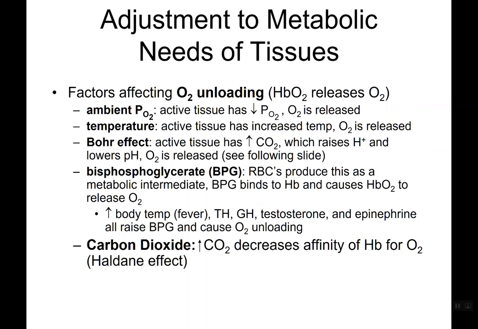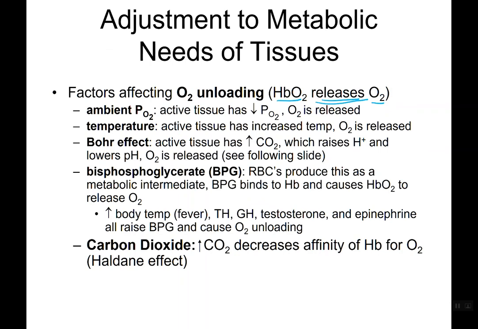So, what factors might affect oxygen unloading at a respiring tissue? So this is hemoglobin releasing oxygen where it needs to be released, and that's the critical element because ischemic tissues die very quickly. So ambient partial pressure of oxygen and the difference between the partial pressure of oxygen between the tissue and the blood is an important one.